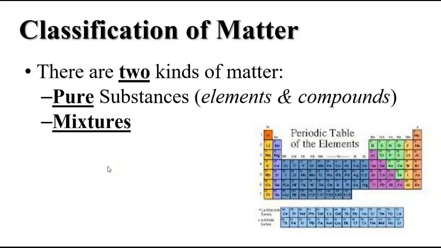Now, we said matter is anything that has mass and takes up space, but we can further subcategorize two types of matter. So if it has mass and takes up space, basically if it's made of stuff on the periodic table, it can either be a pure substance or a mixture. And then each of those can get broken down into two further categories, which we have on this next flowchart.